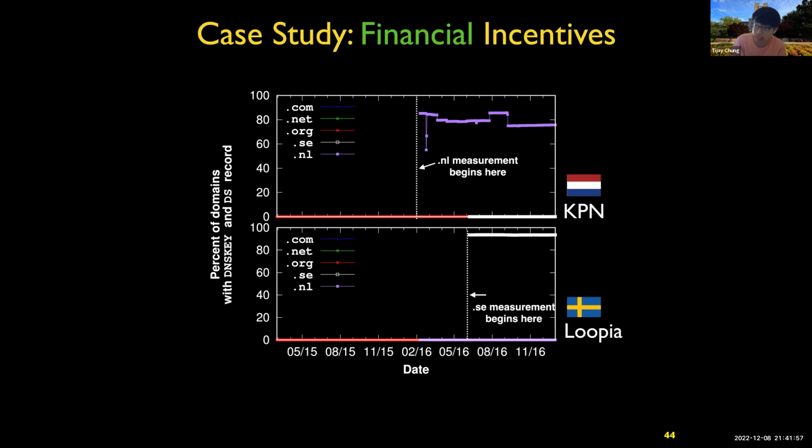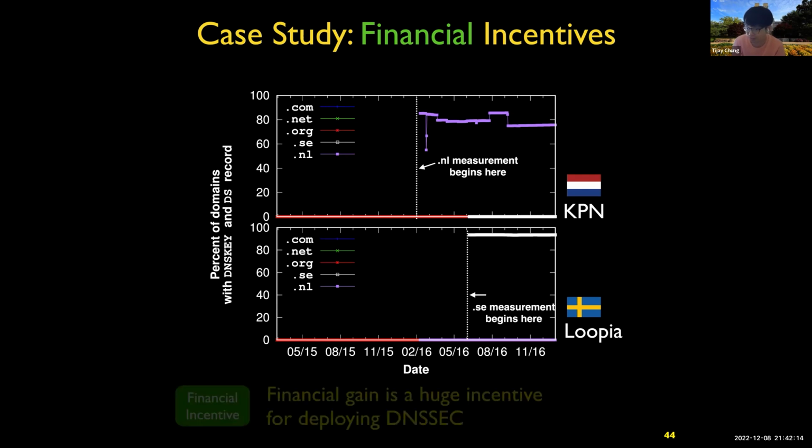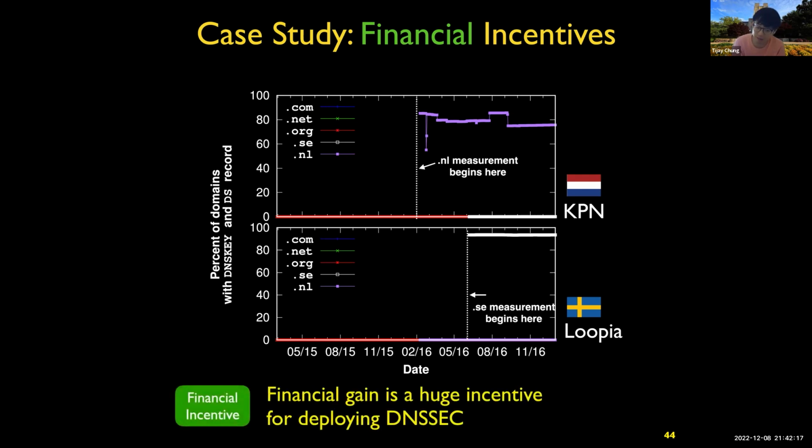Zero. Because they cannot get any financial incentive, right? By just deploying DNSSEC for these domain names, they cannot get any financial incentive, and they just get more operational cost. So it is a very obvious reason. So financial gain is a huge incentive for DNSSEC, but on the other hand, you cannot offer it to each registry, since they have no clear incentive to provide that incentive to the registrar, right? Which means this solution cannot be a kind of ultimate solution.